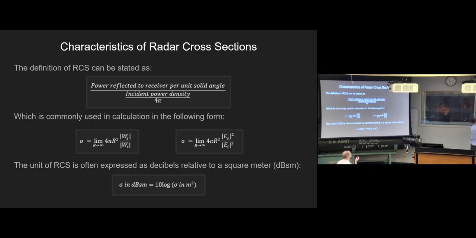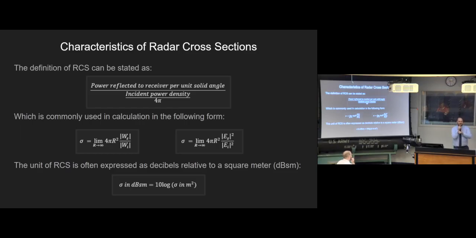Basically, this per unit solid angle thing, what that means is there's FOVs and points of view. RCS, you cannot simply report, I give you a plane, you measure its RCS, you will not come back to me with a number, 1 meter. That's not how this works. RCS depends entirely on where you're viewing the plane from.